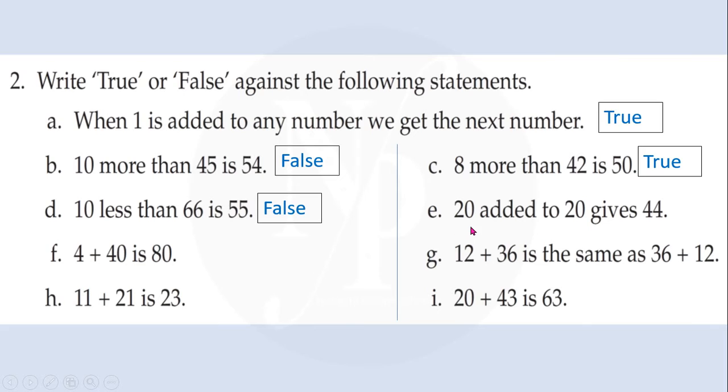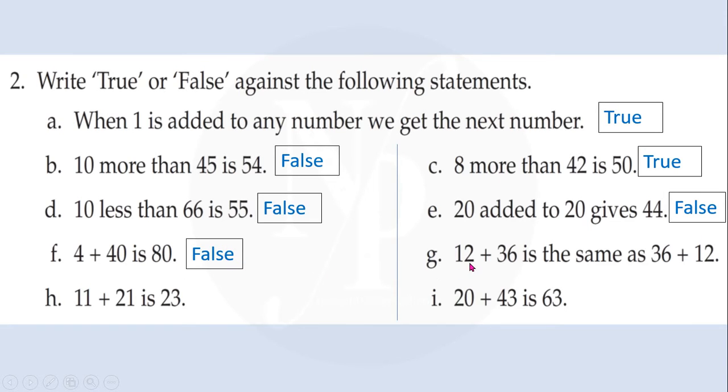E. 20 added to 20 gives 44. No, it can never happen. 20 added to 20 gives us 40, not 44. So this statement is false. F. 4 plus 40 is 80. Is it true? No, because 4 plus 40 is 44. It is not 80. So this statement is false.